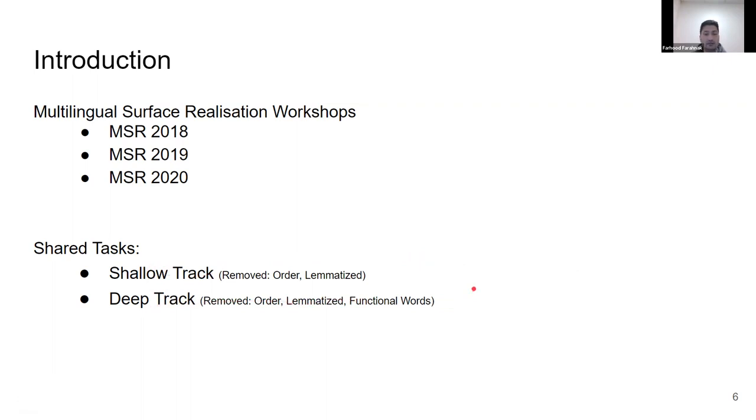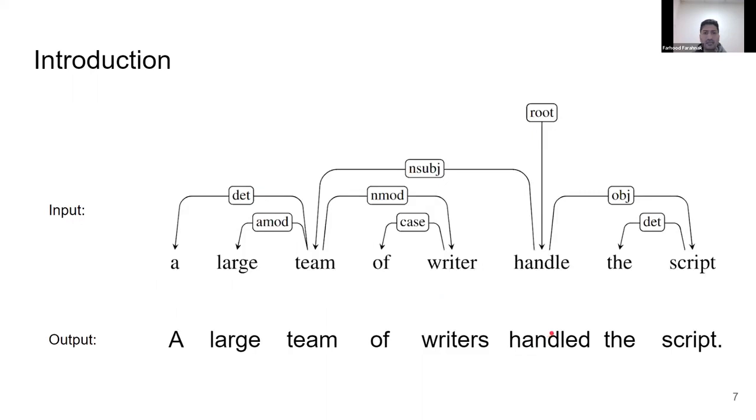In the shallow track, they removed the lemmatized form of tokens, and they shuffled the order of the tokens. In the deep track, further than the shallow track, they also removed the functional words and asked the model to also guess those words. Here we can see an example of the dependency parse tree for the sentence "A large team of writers handled the script," where the morphological information of words is removed. For example, here, the lemmatized form of handled is handle.